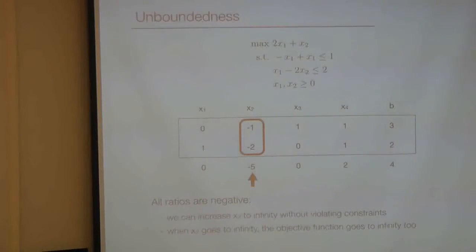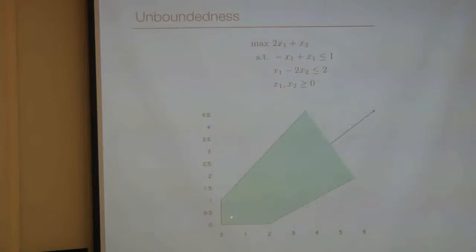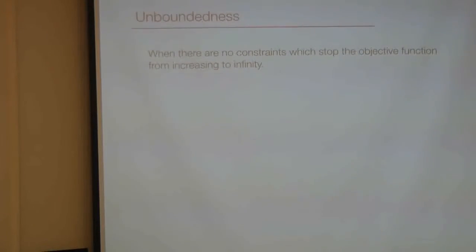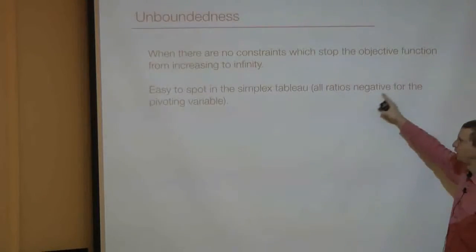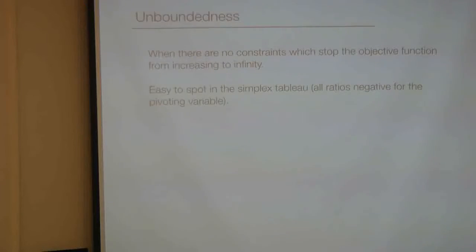Therefore, also the cost function will go to infinity, and that's precisely what we have analyzed using the graphical solution. So we have a function like this, and it goes all the way to the right. So unboundedness happens when there are no constraints which stop the objective function from increasing when we are maximizing, or decreasing when we are minimizing, to either plus infinity or minus infinity. Unboundedness is very easy to detect in the simplex tableau. In the pivoting variable, if we have all ratios which are negative, then we know that we have unboundedness.